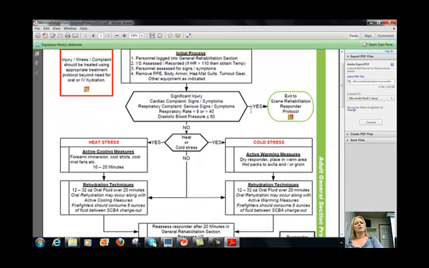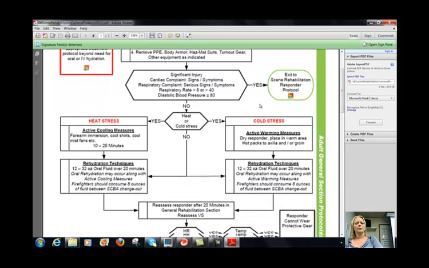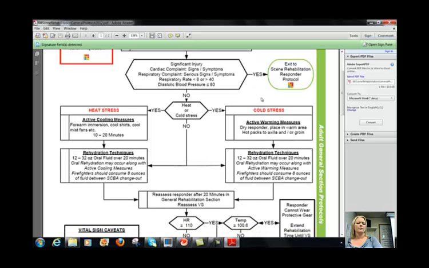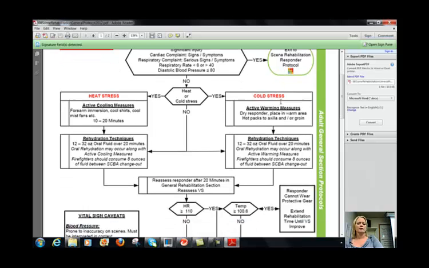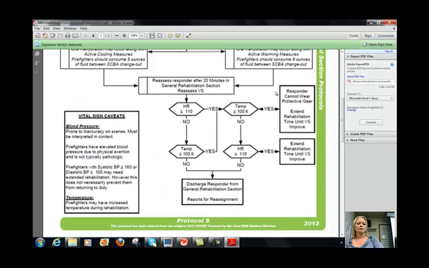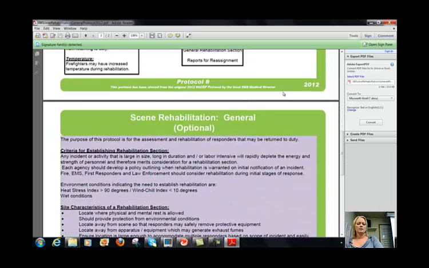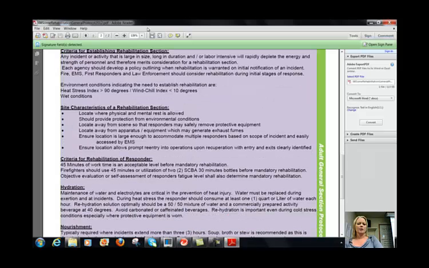This first one is for people like firefighters or paramedics that are doing decon, things that are really strenuous activities. The first one is for people that you think will be able to return to duty. So you're going to treat them for their cold stress and their heat stress, give them some PO fluids, and there's information on the second page about criteria for sending people back into service.